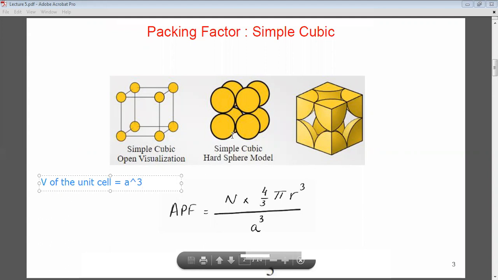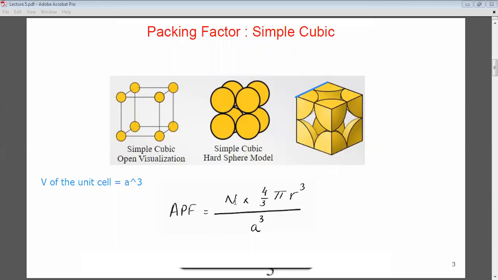Now, in reality, when we pack atoms in this unit cell, they will look something like this. These balls over here will touch each other. Okay, these balls over here will touch each other. So we will see something like this in reality. Okay, so we will see that these balls here are touching each other, these balls are touching each other, these balls are touching each other. So here we want to calculate the atomic packing factor.